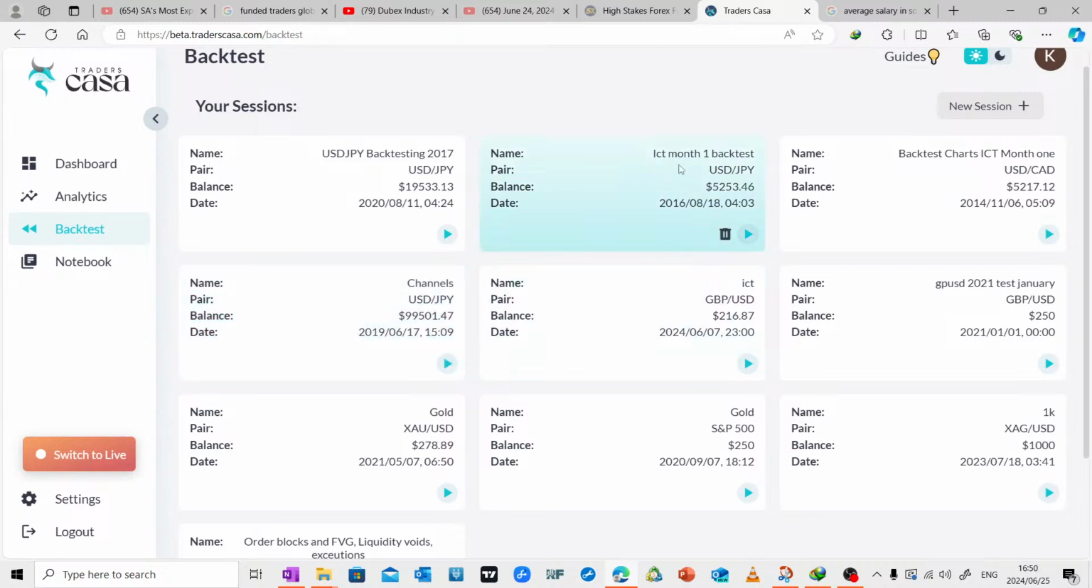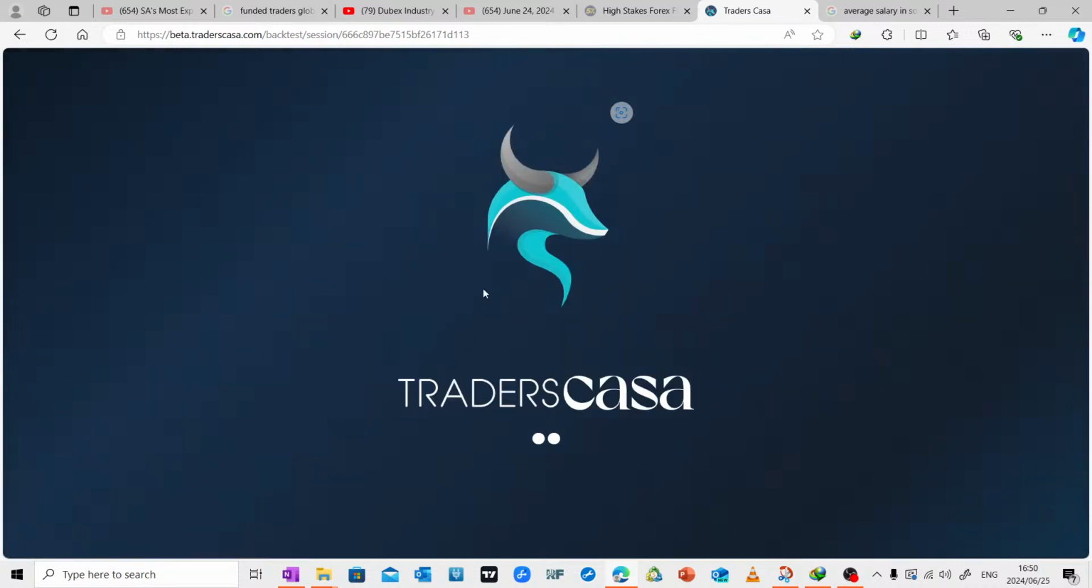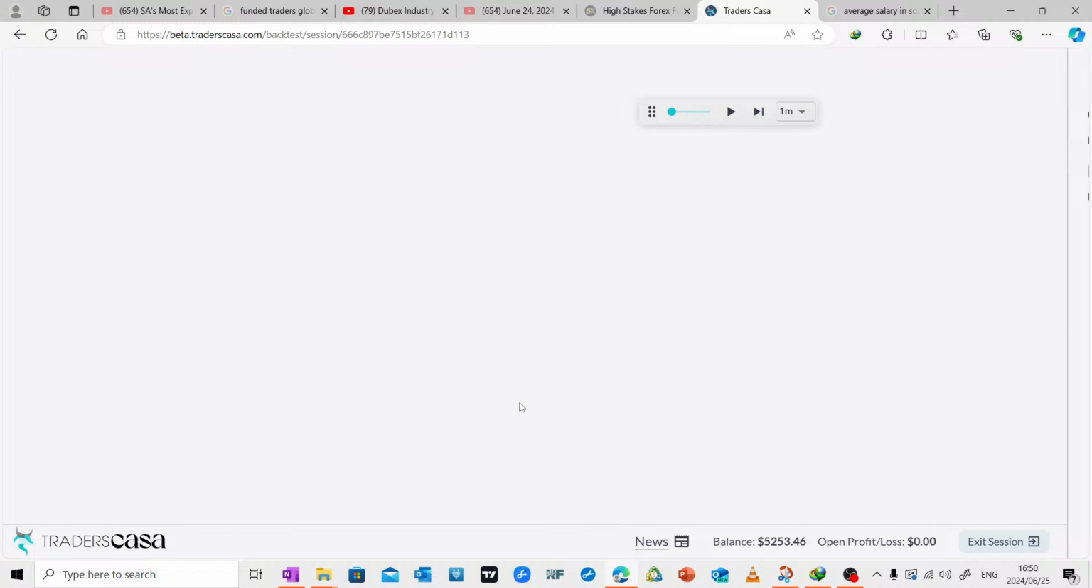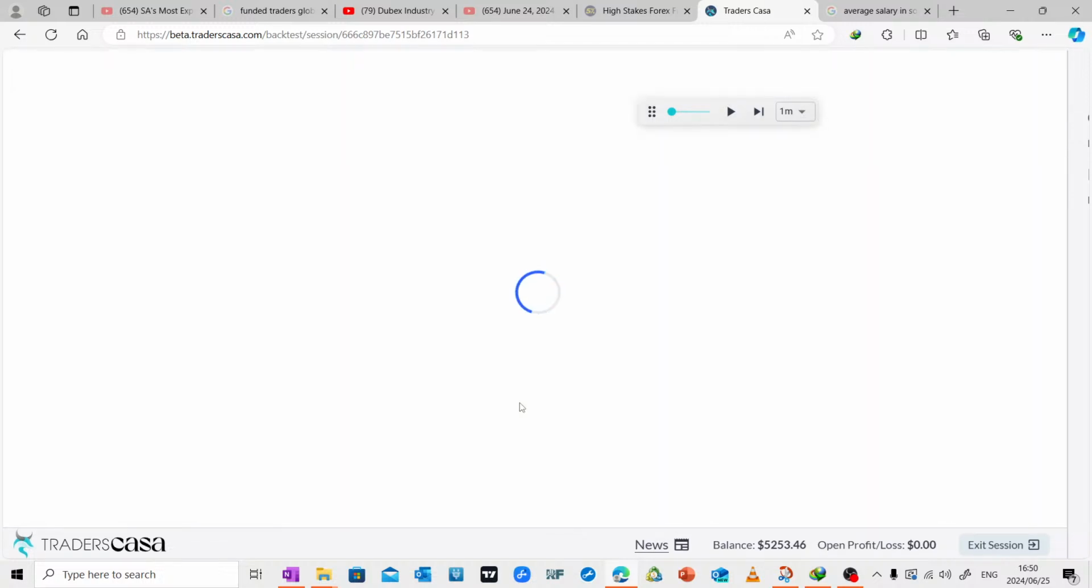So okay, today we're looking at ICT. This one we were trading USD JPY. I'm gonna press play, and then we're gonna start. We're gonna do a small trade simulation for like 30 minutes tops. Then I might leave to go buy some groceries. So yeah, let's get it.